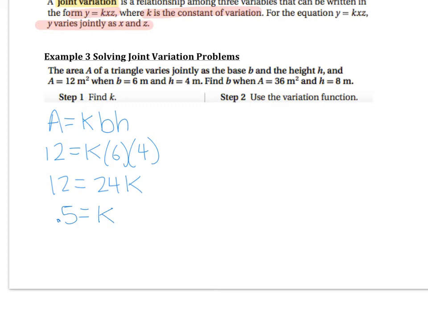And then we use our variation function, which is area equals 0.5 base times the height, to find b when the area is 36 and the height is 8.